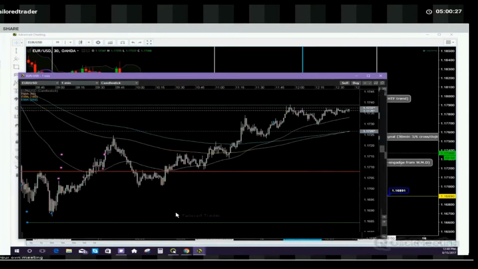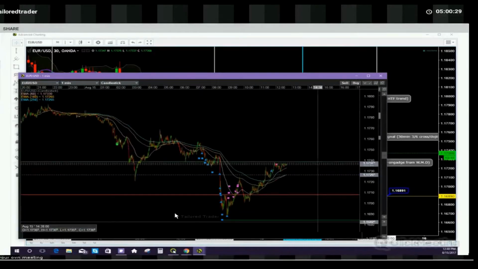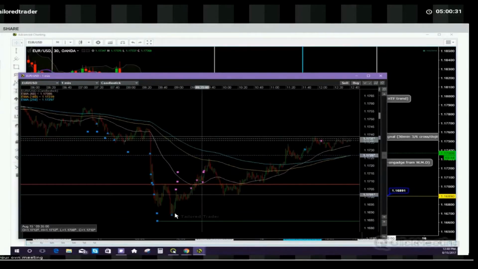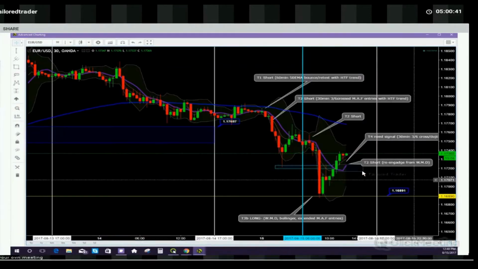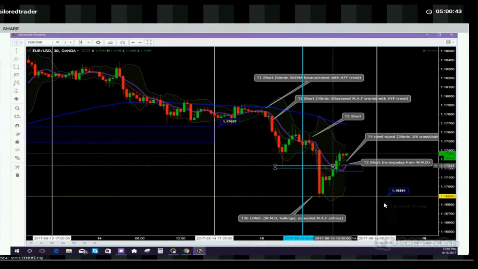So here's the executions on that. 189 is where I bought in on that T3B long setup reversal play, exiting out of shorts from the T2 short. Again, you guys probably don't know exactly what this means, but you're not members, of course. It's the whole setup today.